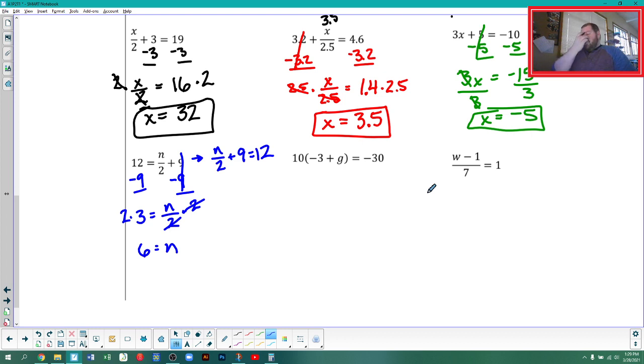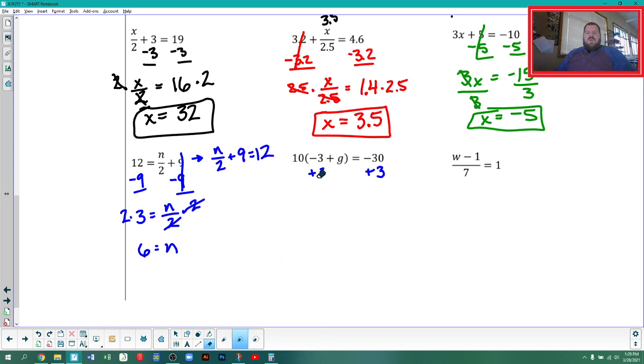So if I knew what g was, I would add it to -3, and then I would multiply it by 10. Okay, I'm going to undo those in the reverse order. This one gets a little bit tricky because technically I'm adding a negative number. Adding a negative number is actually the same as subtracting. But in the short version, I want to move a -3. I move a -3 by adding 3 to both sides.